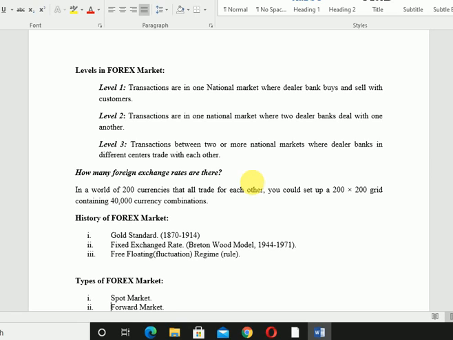Level 3 forex market is when the transaction is between 2 or more national markets, where dealer banks in different centers trade with each other. So here is the national market and more dealers and banks, and they deal in different trade centers within that country. This type of forex market is called level 3 forex market.